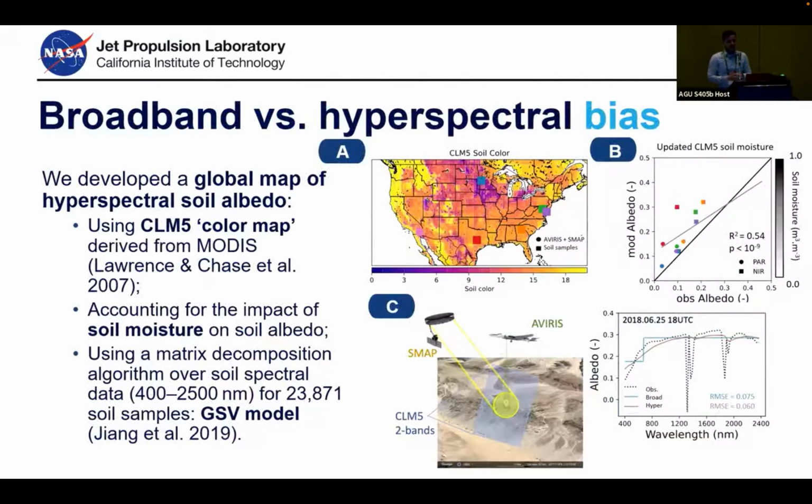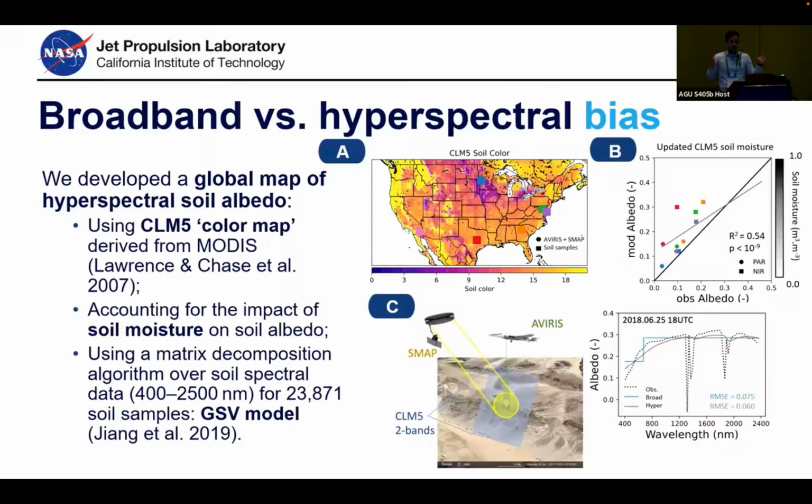So first off, we developed this global map of hyperspectral soil albedo, and all the results that I'm going to show here are about hyperspectral reflectance in soils, but we can think analogously about vegetation as well. What we did was use the CLM5 color map idea, which was derived from MODIS reflectance. Basically, we run the same 2-stream scheme, use MODIS reflectance as our observations, and use the soil albedo to close the energy balance using climatological leaf area index values and soil moisture content values.